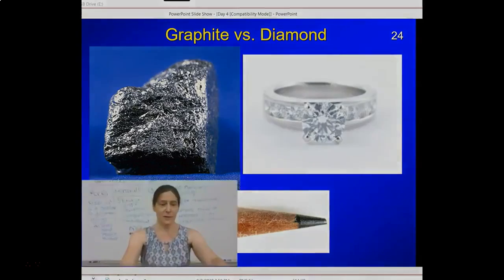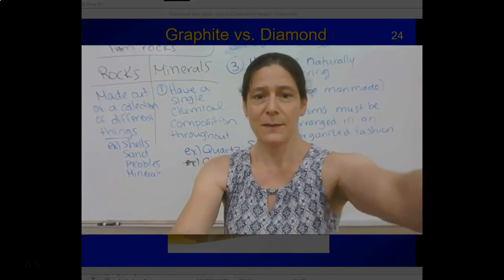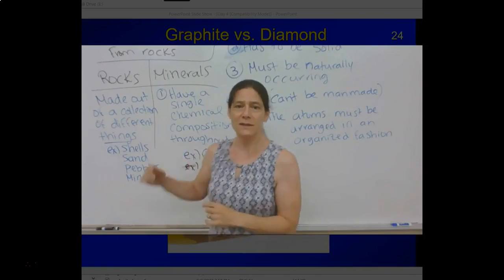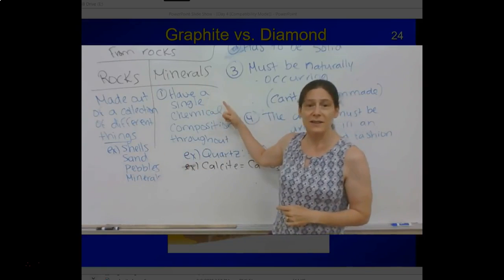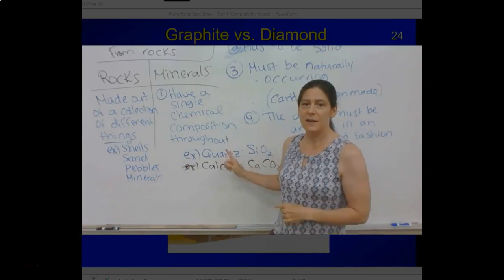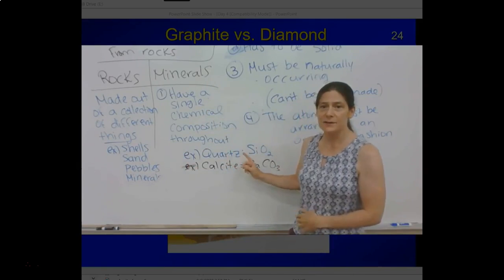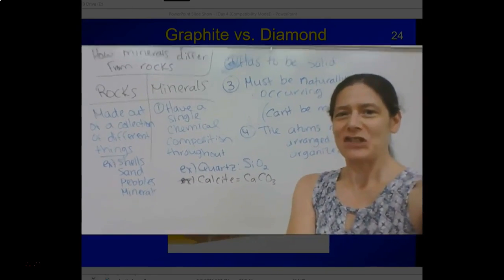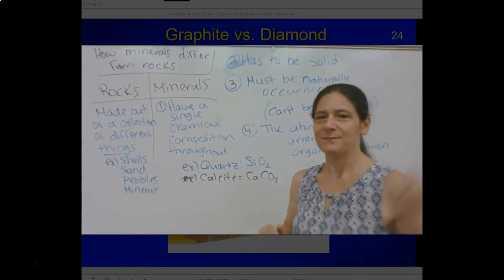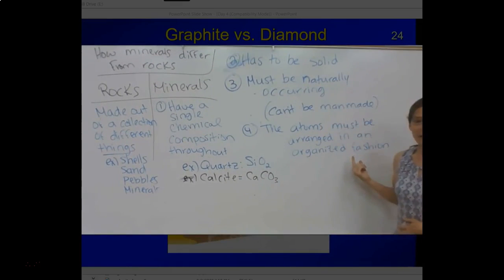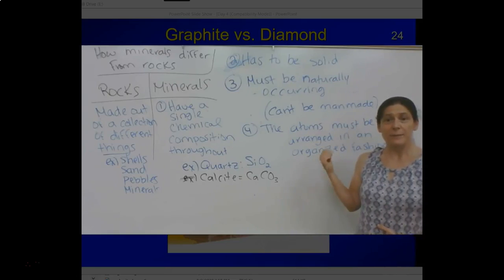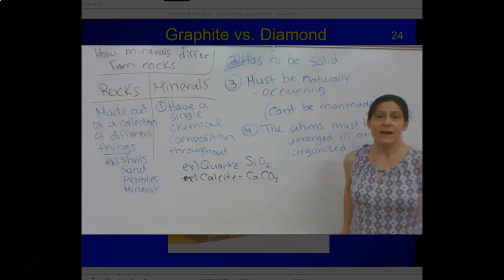So I want to return to our requirements for something to be a mineral. We talked about how you have to have a single chemical composition, and we talked about quartz and calcite as examples. It has to be solid. It must be naturally occurring. And the atoms need to be arranged in an organized fashion. It's really the first one and the last one that give a mineral the properties that it has.